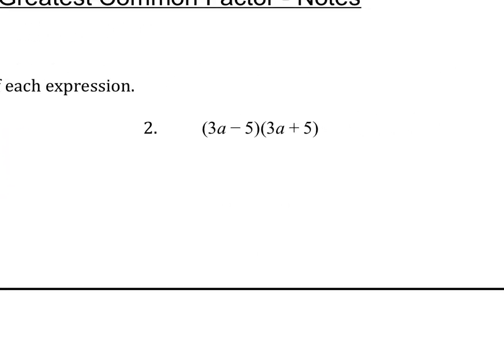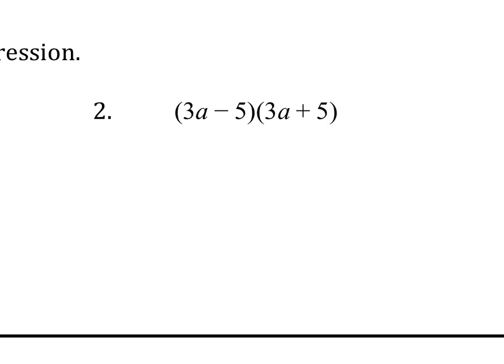Looking at my next example, now I'm multiplying binomials. So this should be a review of what you should have learned last unit. So it's kind of like double distributing. I multiply the first terms. So 3a times 3a is going to be 9a to the second power. 3a times 5 is going to be 15a. Negative 5 times 3a is negative 15a. And then my last one is going to be negative 25. So I'm double distributing. I distribute the first and then I distribute the second term.